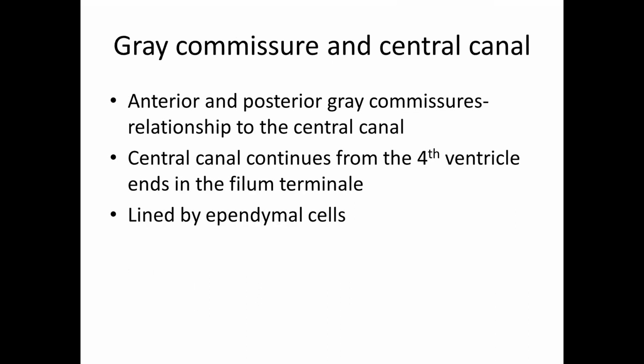Okay, then of course you have the gray commissure and the central canal. So gray commissure is the connecting area. You have anterior and posterior gray commissures, which are closely related to the central canal, right? And the central canal continues from the fourth ventricle and ends at the filum terminale level. Okay, and the central canal is lined by what we call the epithelium of the nervous system, the ependymal cells, right? So you learn the histology of this, so you know what ependymal lining is.